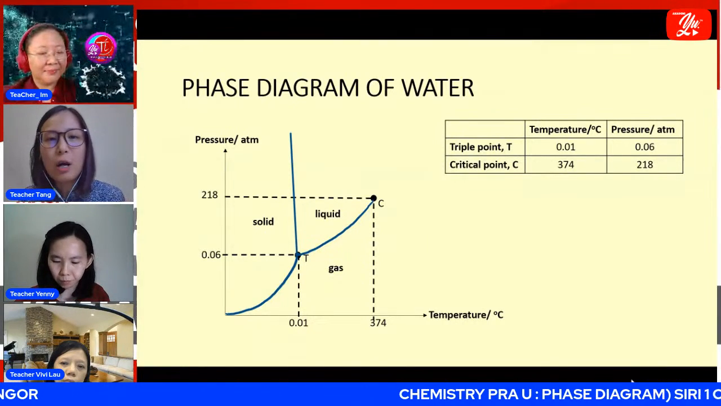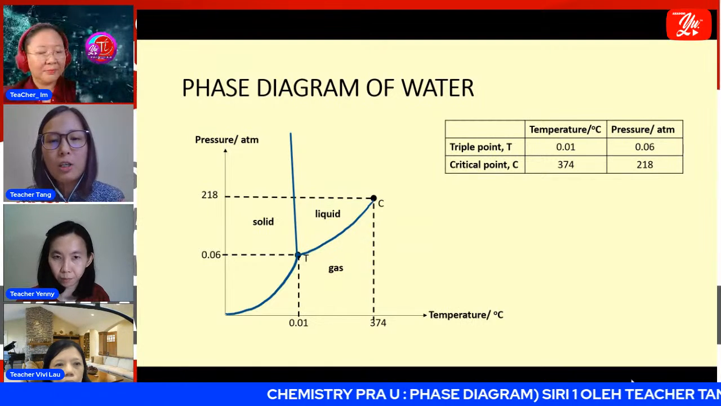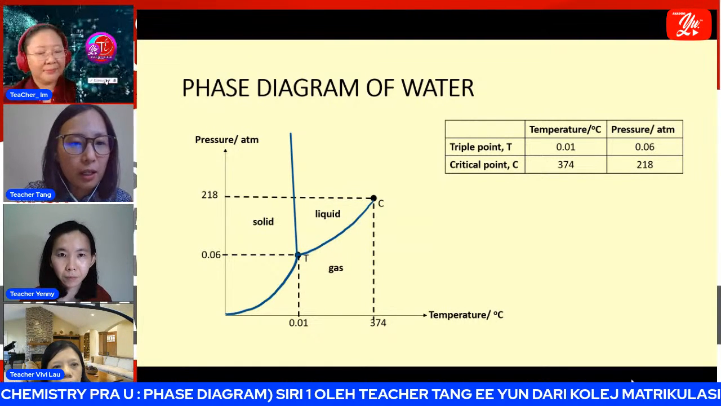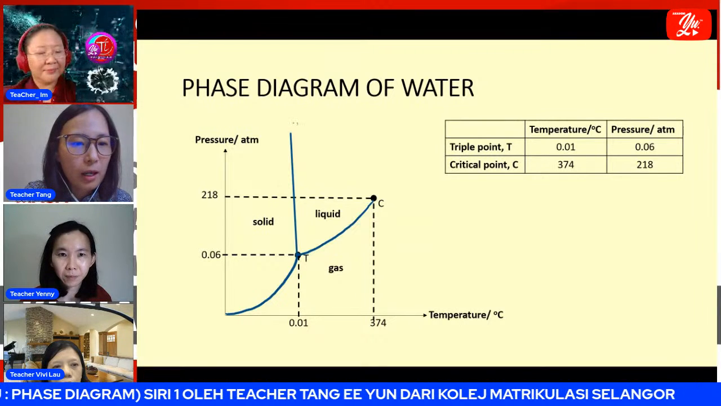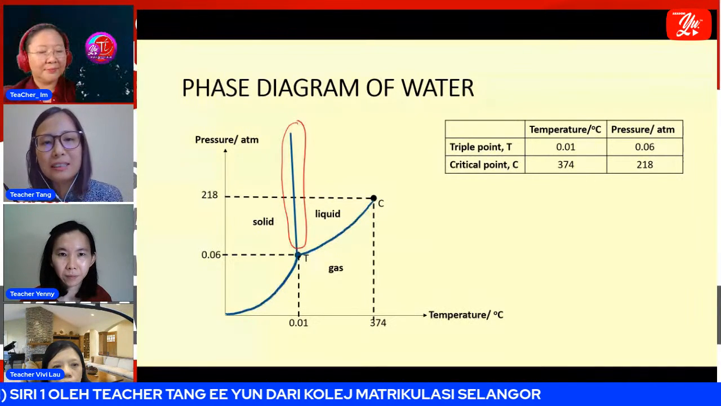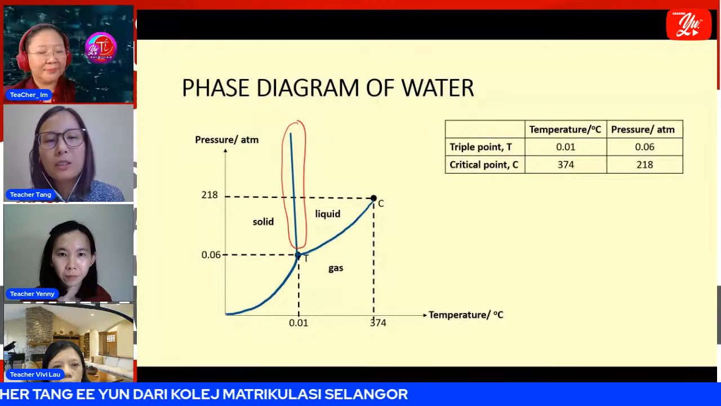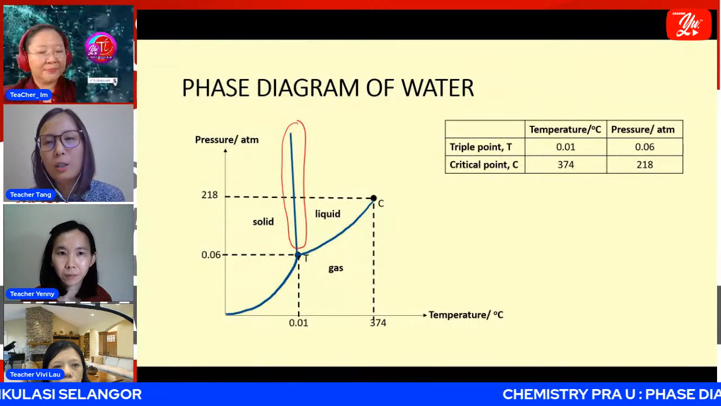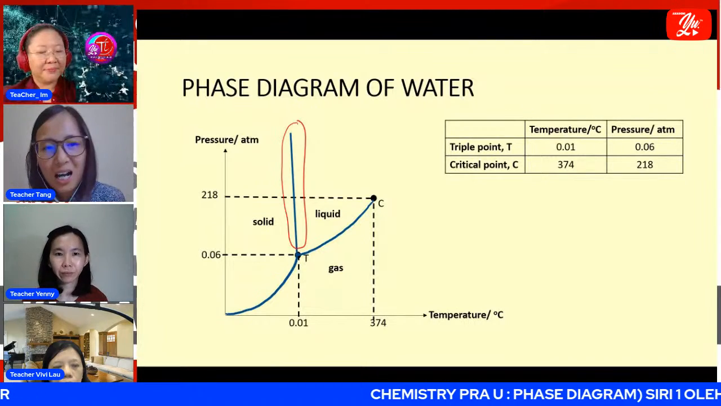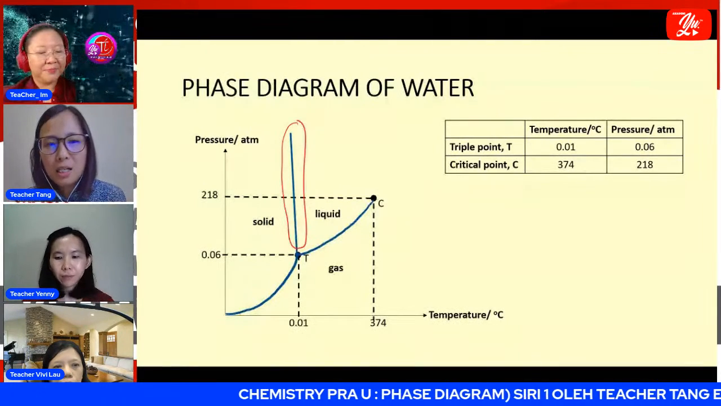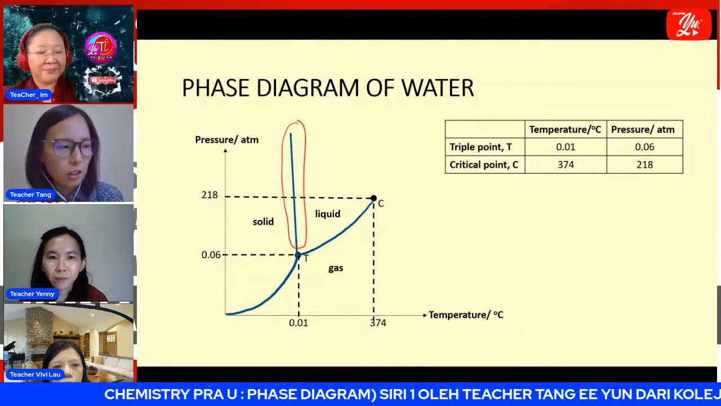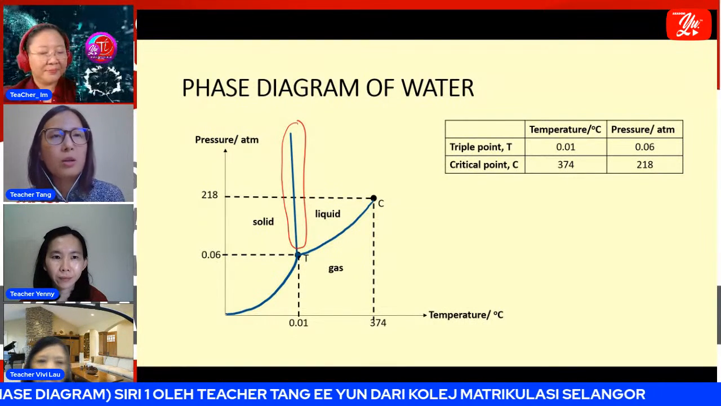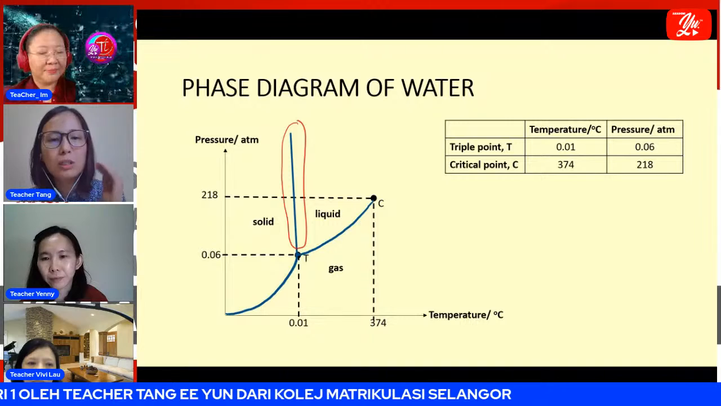So for the phase diagram of water, one more thing you need to take note of is the melting curve. The typical phase diagram will have a positive slope for the melting curve, which means that you draw it to the right. But for water, the melting curve has a negative slope, which means that you draw it to the left.